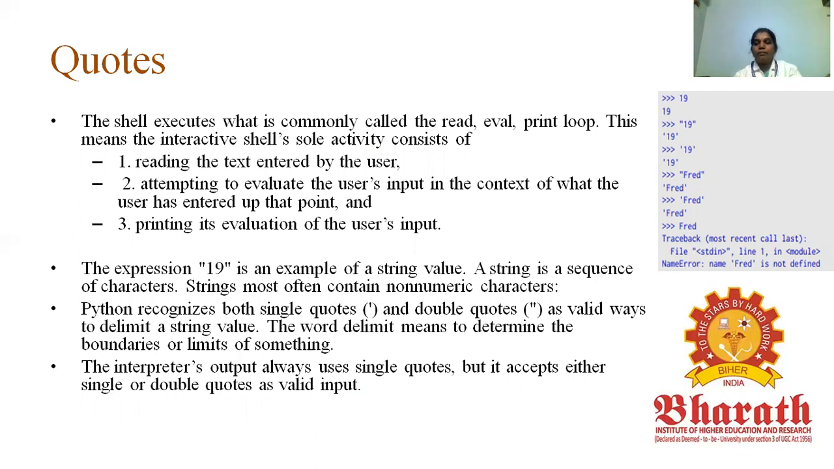This is the example when you type 19 at the prompt. It displays 19 only. Clear? In the next line, I have given a double quote, with a value within the double quotes, but it displays the value within single quotes. In the next example, I have given it within single quotes, and it also displays the same in single quotes. So the shell interpreter always displays the string in single quotes, whether you give it in single quotes or double quotes.